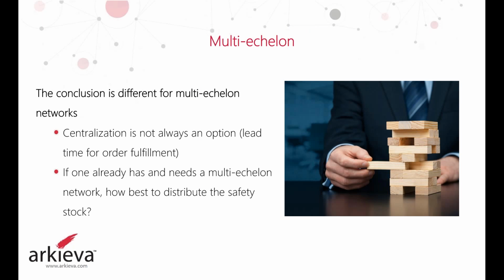What it's first and foremost worried about is centralization is simply not always an option because customers are so demanding. They want short lead times. If you want to have short lead time, centralization is no longer an option. And so now if you agree with that premise, then you have a multi-echelon network, you have multiple steps. The question then becomes how best to distribute the safety stock within this more complex multi-echelon network.